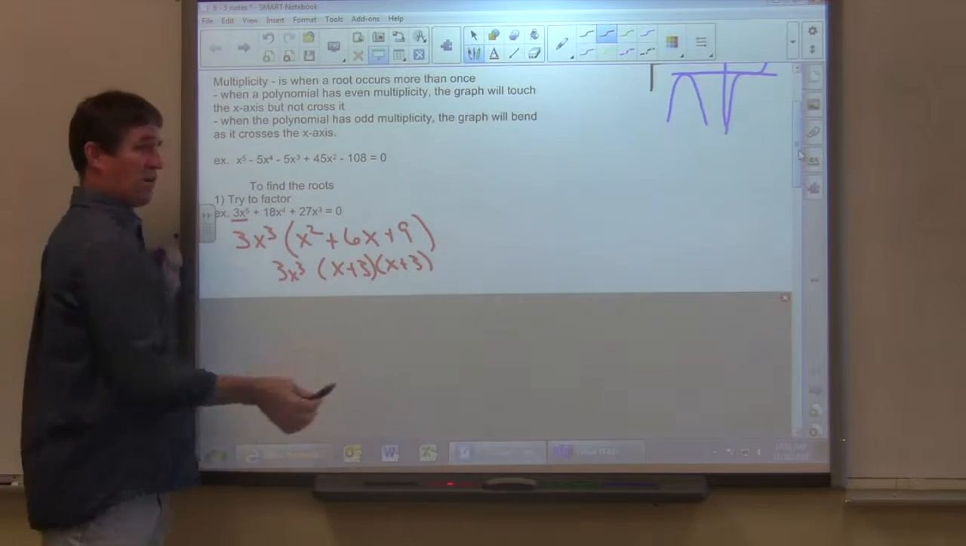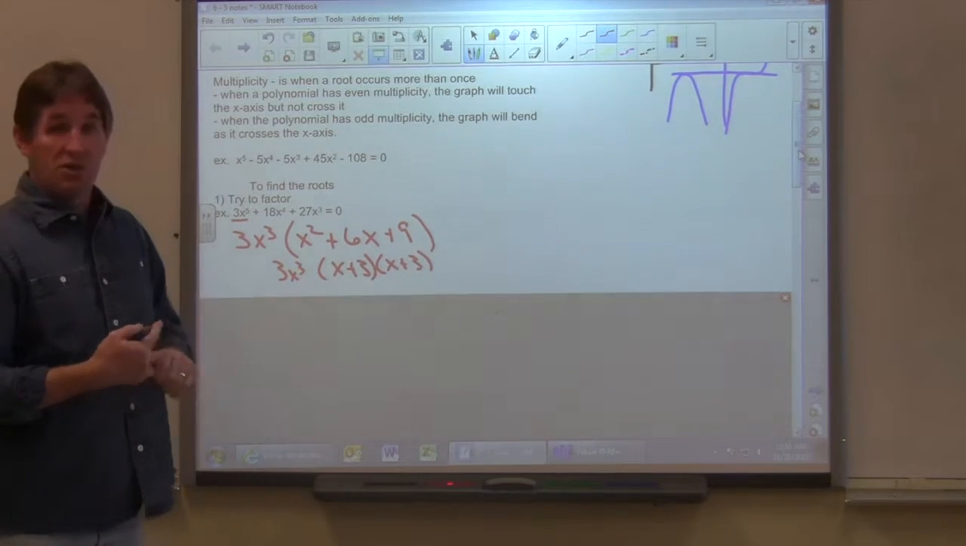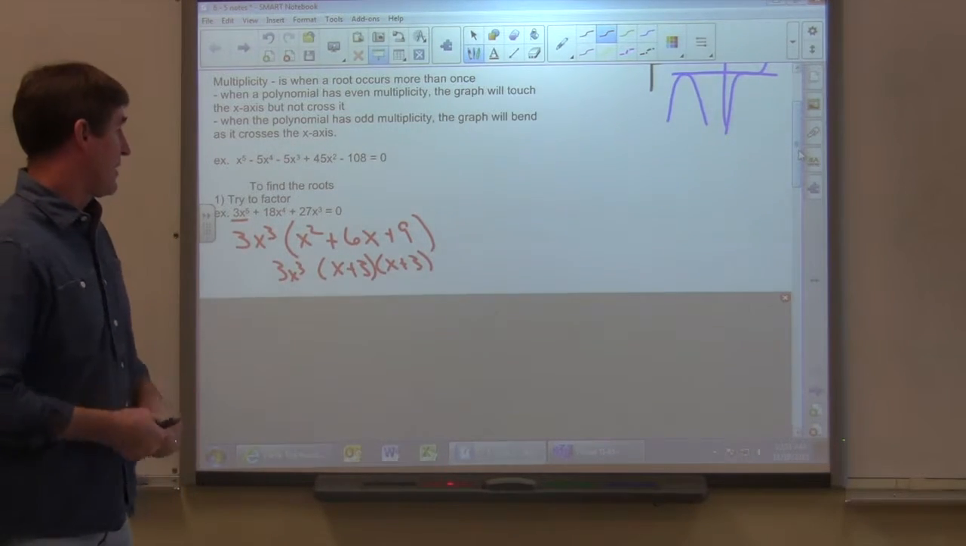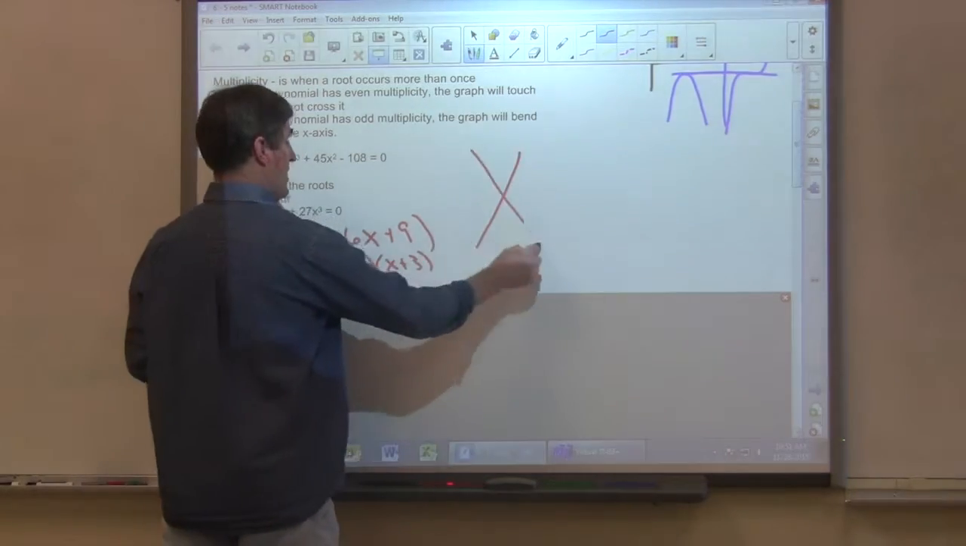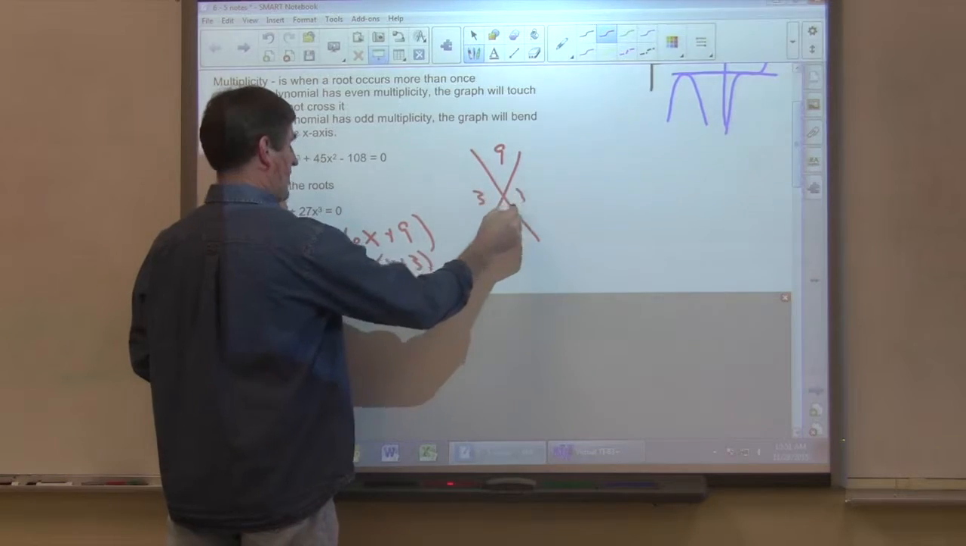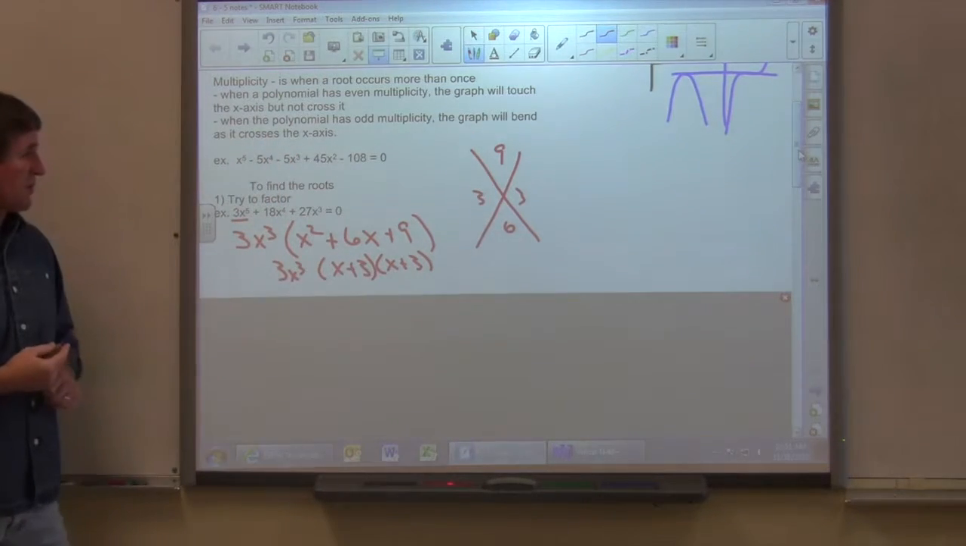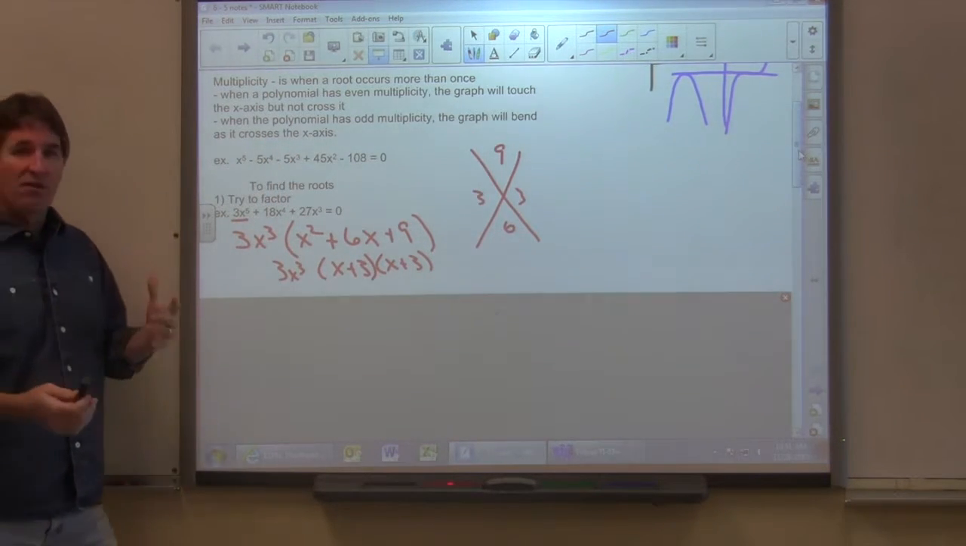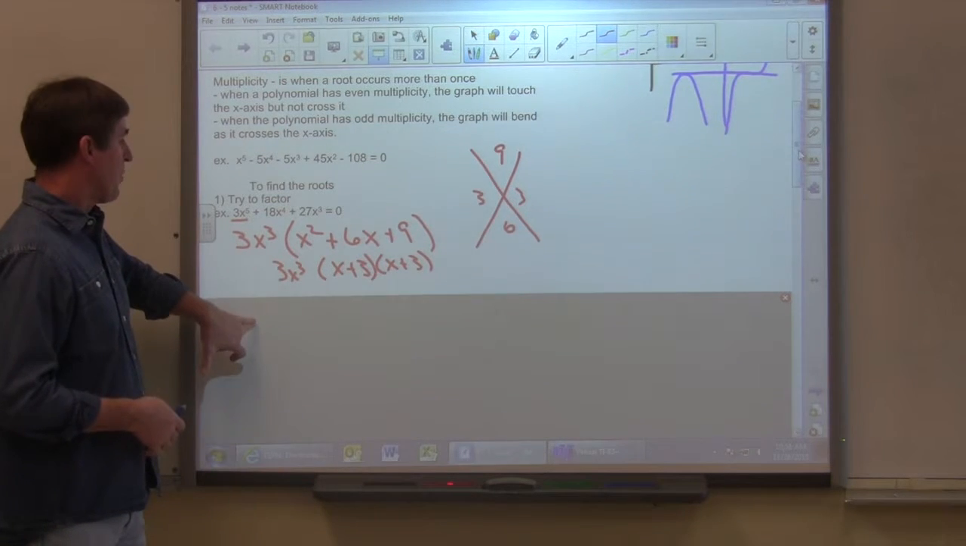Once I get to an x squared, we can use any of our old methods. We can use the quadratic formula. We can factor it. I could have used the x method on this and said 9 times 1 is 9, and 6, and then that would be 3 and 3, which would give me the x plus 3 and x plus 3. We can use any of our ways to find the zeros there that we want.